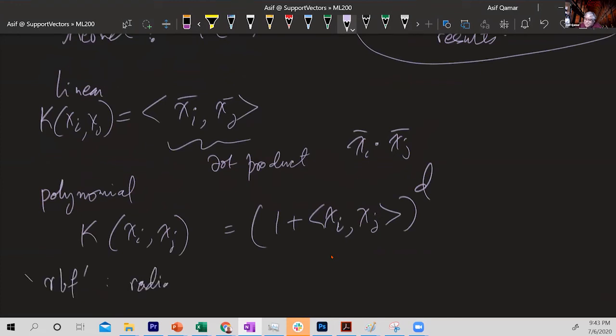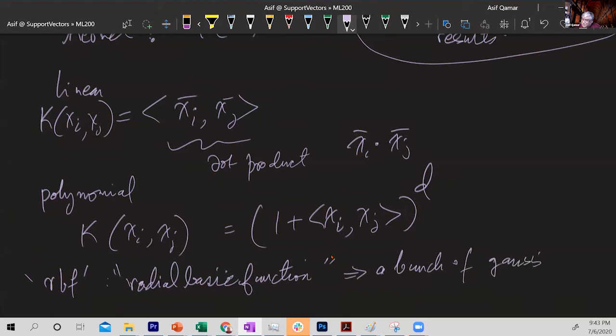Radial basis functions. Yeah, well, that too is cryptic. What is that? It is basically a bunch of Gaussians. Or think of it as bell curves in higher dimension, right? Gaussians. You can write it as a bunch of Gaussians.